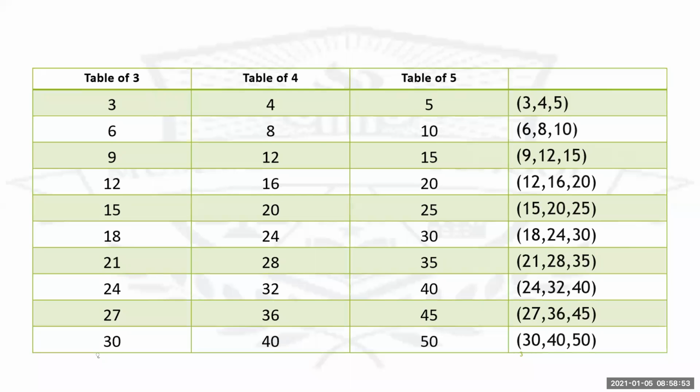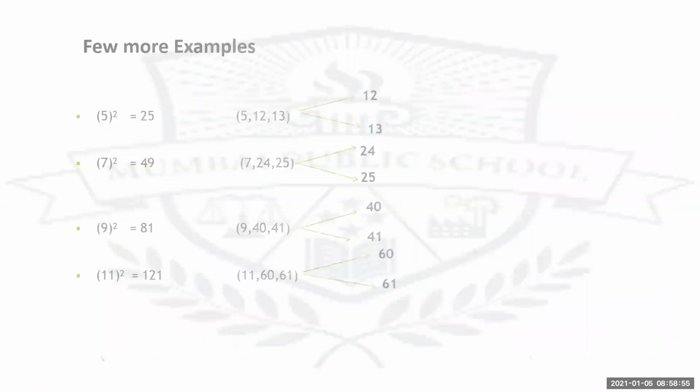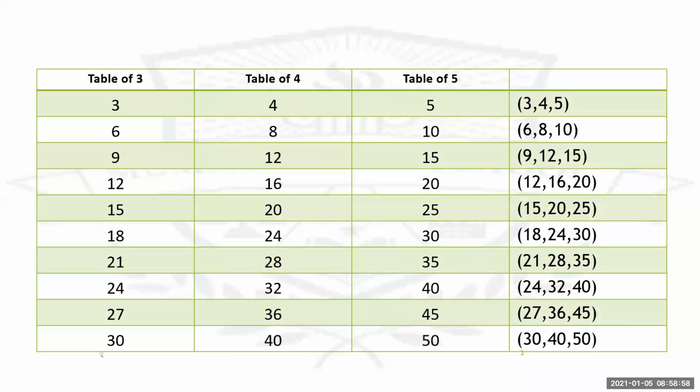Now here, check, there are a few examples of Pythagorean triplets. Now if we take the table of 3, table of 4 and table of 5, and keep on multiplying those numbers in multiples. Now check, 3 ones are 3, 4 ones are 4. Understood? 3 into 1, 4 into 1, and you'll get 5 into 1. So you'll get 3, 4 and 5.